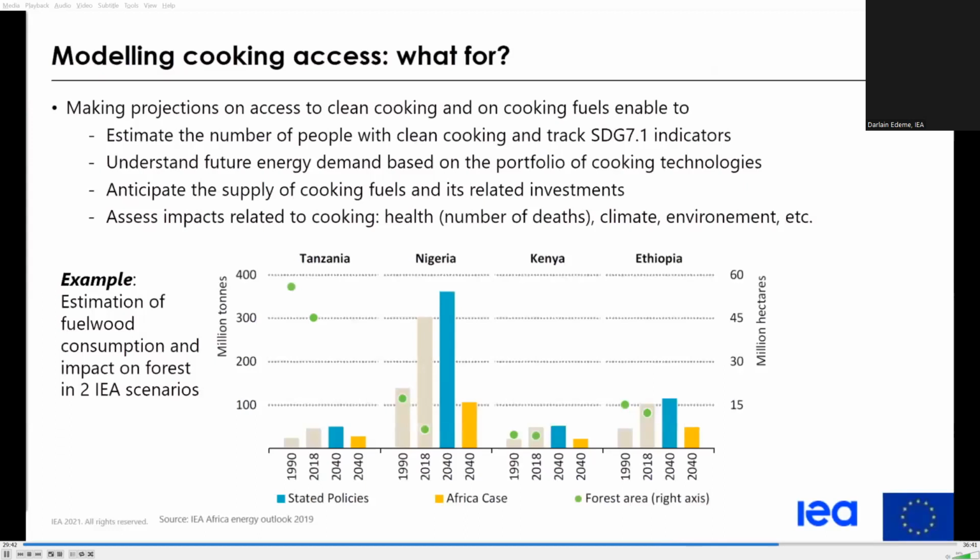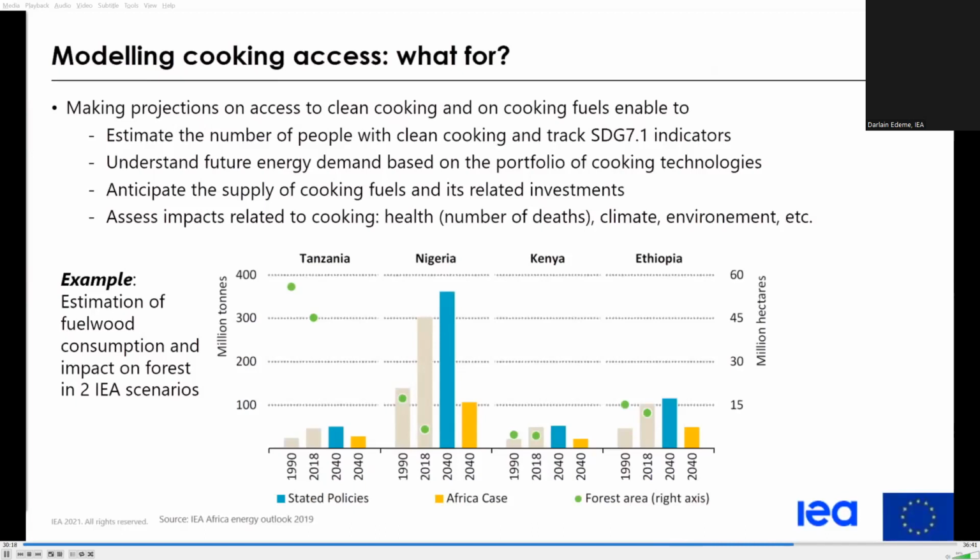This is an example of fuel wood consumption and its impact on forests based on two IEA scenarios. The stated policy scenario is the scenario that is based on countries' announced policies, and the Africa case is a new scenario that achieves the continent's inclusive and sustainable vision for accelerated economic and industrial development, accompanied by the achievement of full access to electricity and clean cooking.